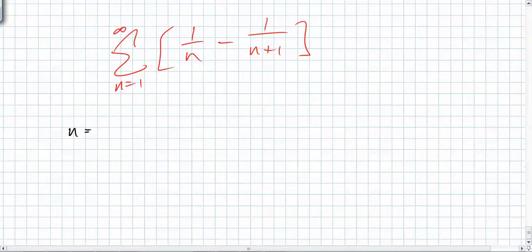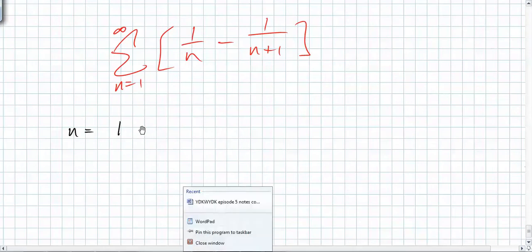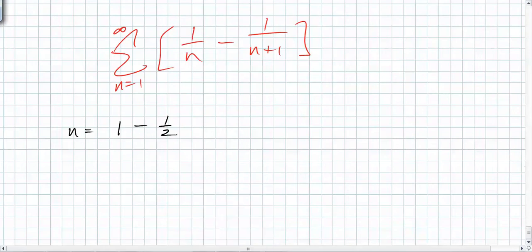If n equals 1, what is this equal to? 1 minus what? Minus what? 1/2. Oh, sorry. I'm writing two things at once. If n is equal to 1, what's our term? 1 minus 1/2. If n is equal to 2, what do we end up with?